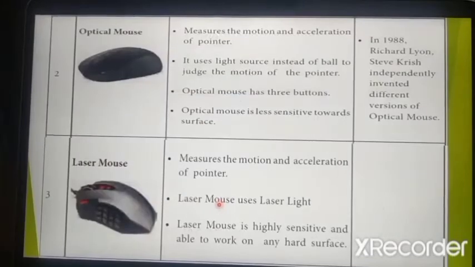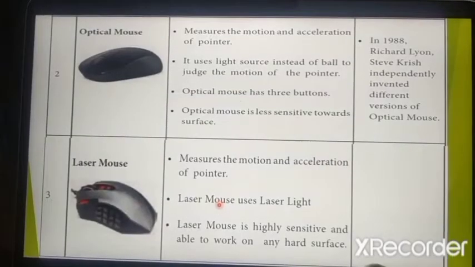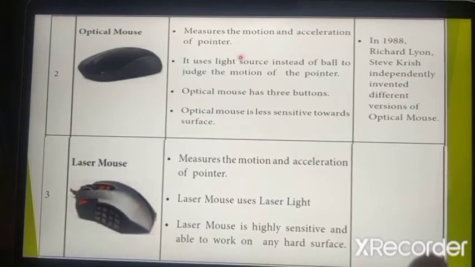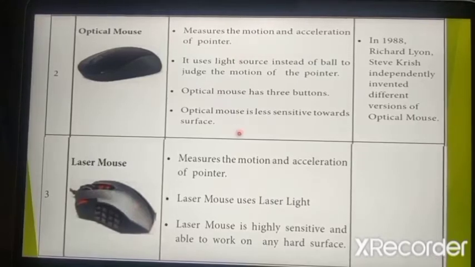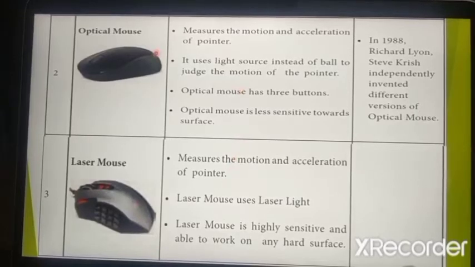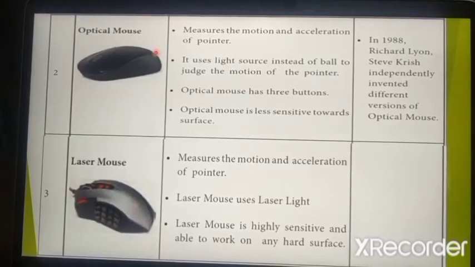So next, the second one is the optical mouse. This optical mouse was invented by Richard in 1988. This optical mouse and laser mouse work based on motion and acceleration of the pointer. That is important. This optical mouse uses optical light instead of a ball. Here there is no ball.